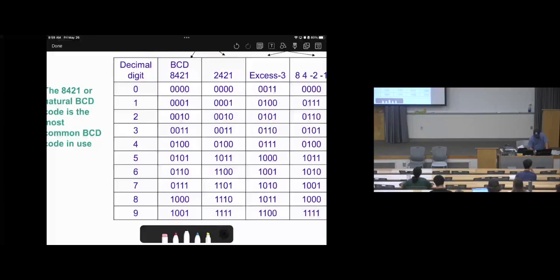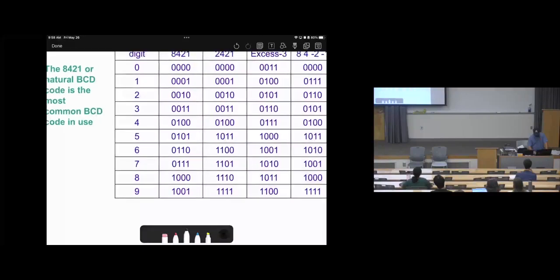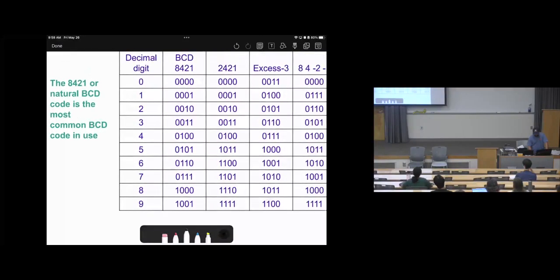0, 0, 4 zeros. 1, 0, 0, 0, 1. 2, 0, 0, 1, 0. We know how to convert this. But keep in mind, in decimal or in BCD, each number must be represented in a group of 4.